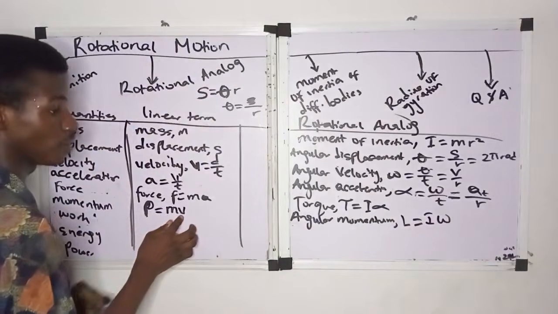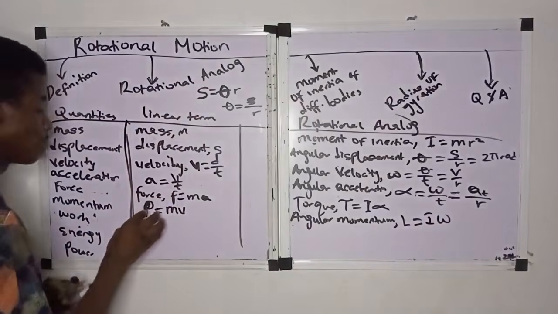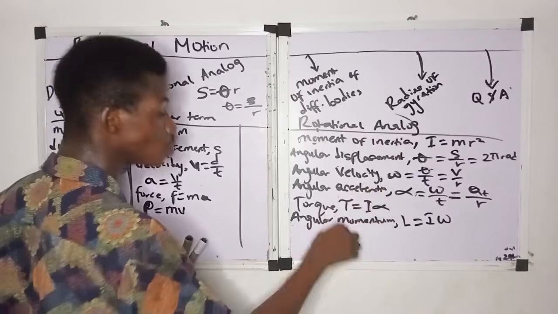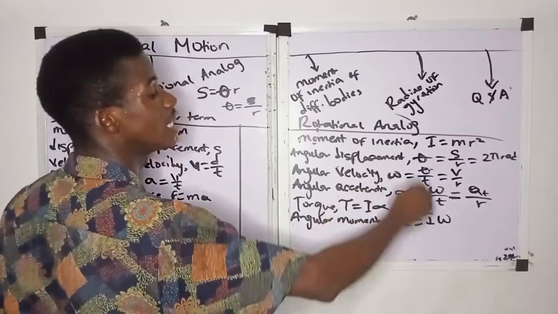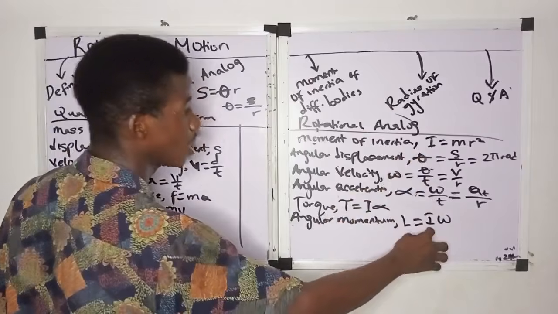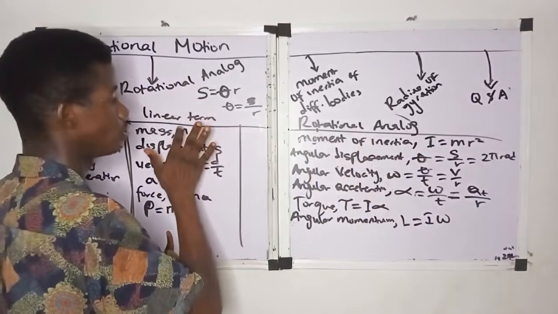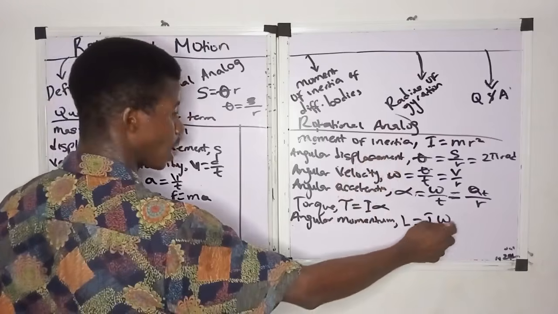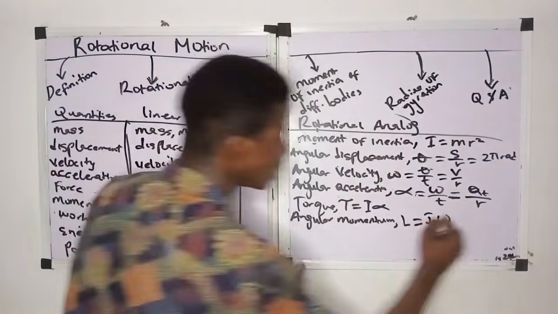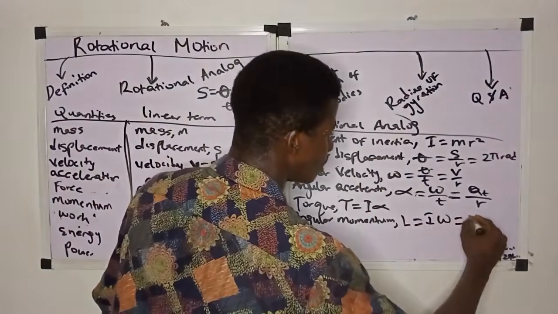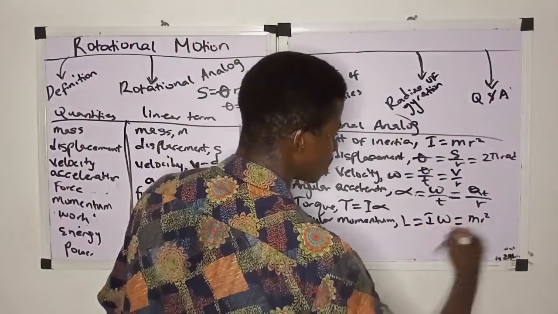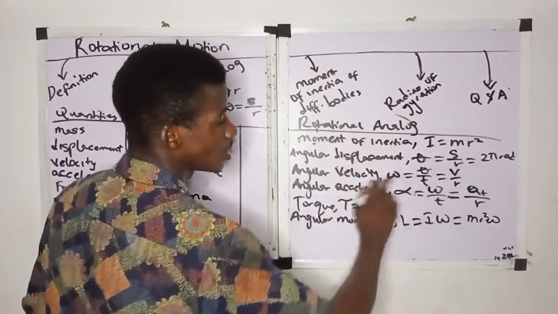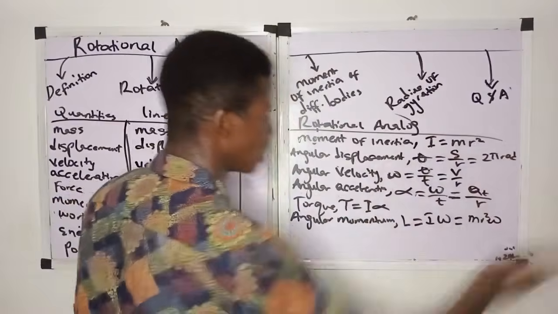In linear terms, momentum is mass times velocity. In rotational terms, angular momentum is equal to moment of inertia, which is the analog of mass in linear terms, times angular velocity. If we expand it, it will be m r squared times omega. You can still keep on expanding, since omega is this and this.